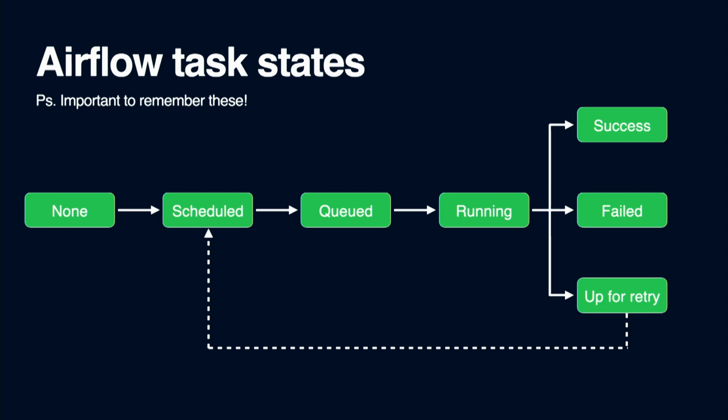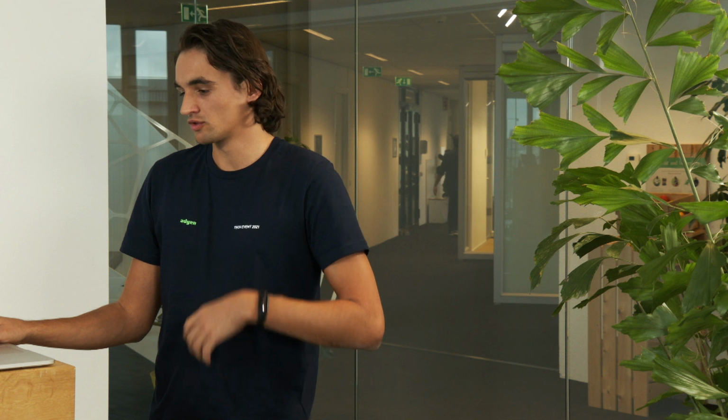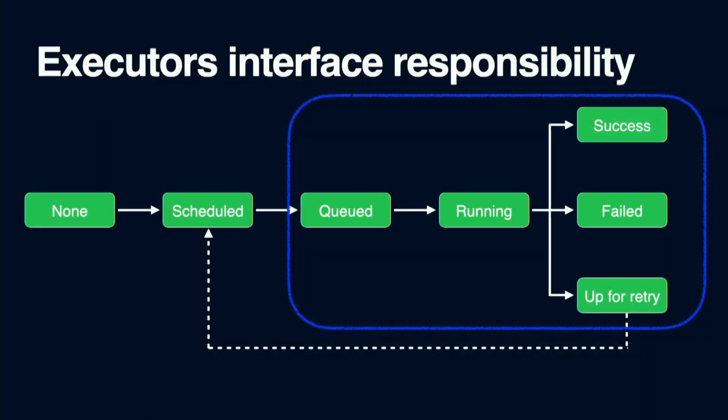So to bring this back to the components that we saw, the scheduler's responsibility is moving a state from none to scheduled, and then finally to queued. And for bringing it to queued, that's where the scheduler really checks if all dependencies are met, so if all the previous tasks succeeded, and that sort of dependencies. And then the executor interface, that's also part of the scheduler. That is the part that's responsible for taking this queued task and sending it to the worker, then lets the worker do its job, and finally, when the task has been finished, it acts upon whether it was a success, whether it failed, or whether it went to up for retry.